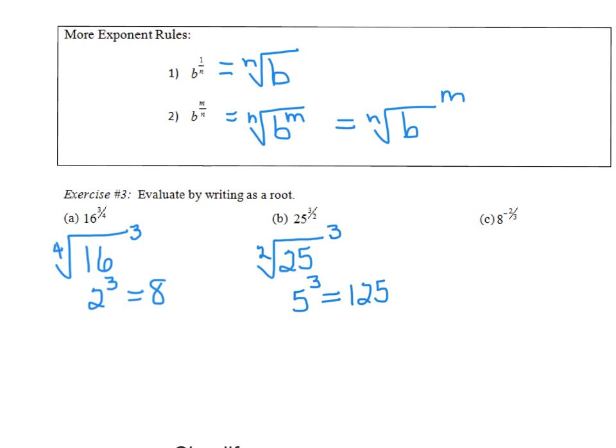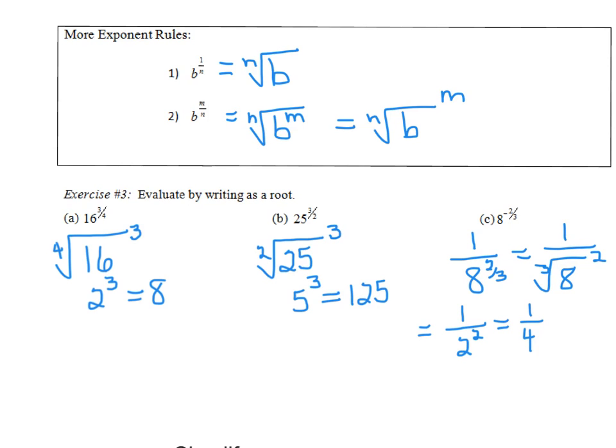In part C, we again have a negative exponent. So to eliminate the negative exponent, we're going to rewrite this as 1 over 8, making my exponent 2/3 positive. So now this is going to be equivalent to 1 over, the root number is 3, so the cube root of 8 to the 2nd power. Now again, I can do the cube root first, so that gives me 1 over 2 to the 2nd, which is 1/4.